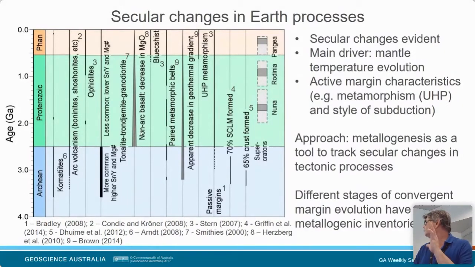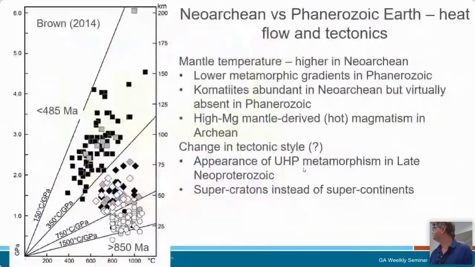We're going to look at a different set of data sets, and we're going to add a new set of criteria that we can look at the system with. We're going to use metallogenesis as a tool to track the secular changes in tectonic processes. The one thing which I've found, and others have found over the last couple of decades, is that the different stages of convergent margin evolution have distinct metallogenic inventories. That's quite important. That's what we're going to try and use to get back into the tectonic history.